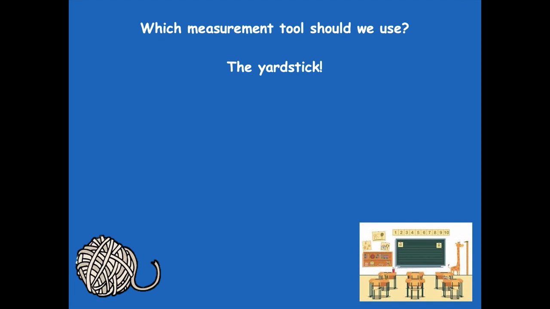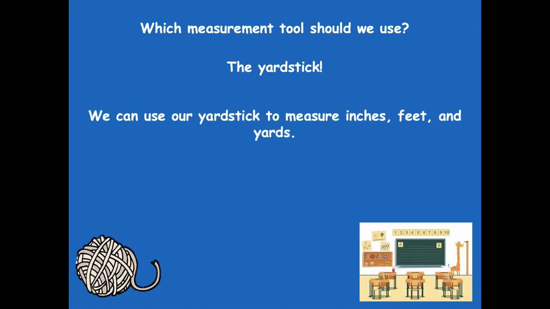We could use a ruler, but that would take so much time and we'd have to use iteration of the ruler, measure at one part and then pick that ruler up and move it next to it, and keep picking it up and moving it. It could take a long time for us to do that. So we can use our yardstick to measure in inches, feet, and yards. Let's measure in feet for this because we have such a long wall that we're measuring.